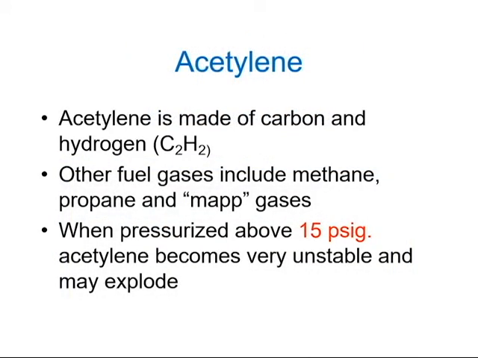First, we'll be talking about what kind of fuel the torches use. Most of the torches that we use in the field use acetylene. There are some other gases, but we generally use acetylene. And it becomes very unstable when it's pressurized over 15 psig.